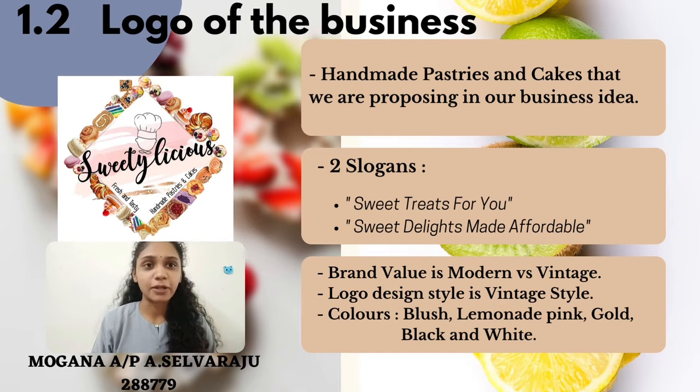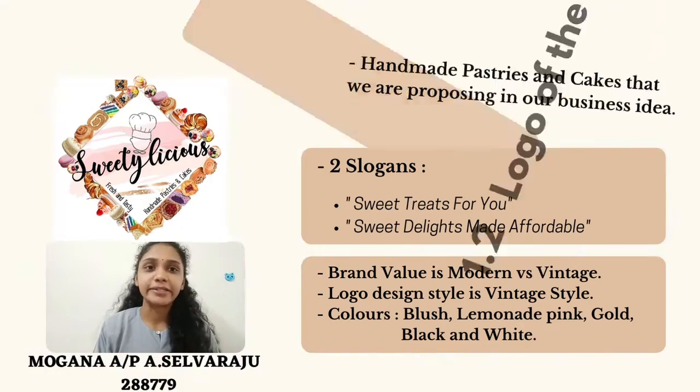We have a different brand value for our business, which is modern versus vintage. The chef head in our logo represents vintage. The pastries and cakes in the diamond shape represent modern. It means our business is following the traditional method to prepare the desserts, but in more varieties for our new generation. Our logo design style is vintage style. The colors that we mainly used for our logo are blush, lemon pink, gold, black, and white.